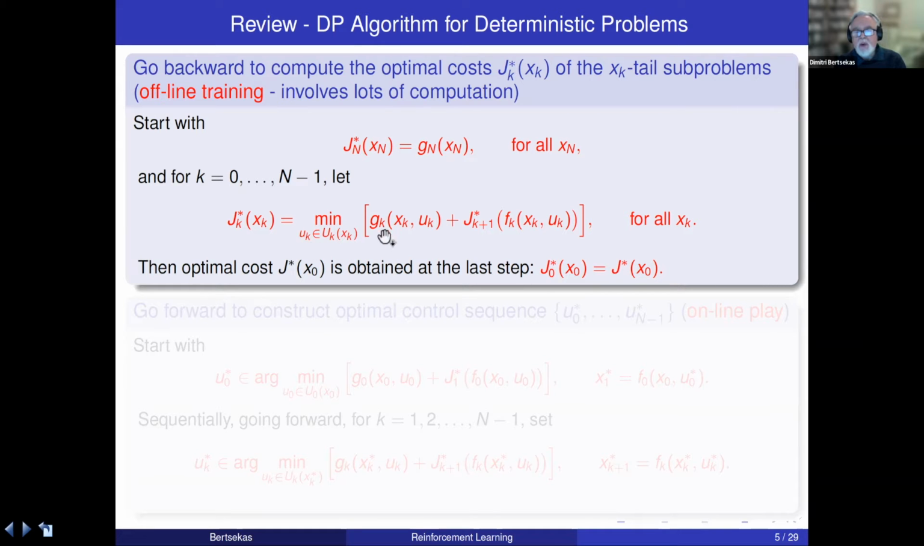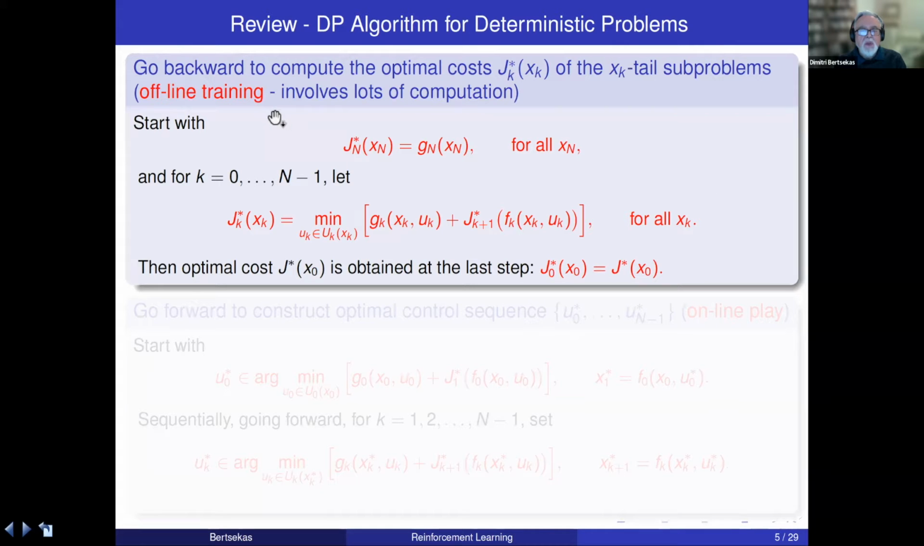For every possible control, we calculate the cost of the stage, and we add to it the optimal cost of the remaining stages as calculated earlier and starting at the next state. So we go backwards, first Jn star, then Jn minus 1 star, all the way to J0 star, which is a function of x0, the initial state. And the argument is that this is exactly the optimal cost of the problem. We have found the optimal cost with this algorithm. It's very easy to justify based on the principle of optimality. And there's a more formal mathematical proof in your class notes.